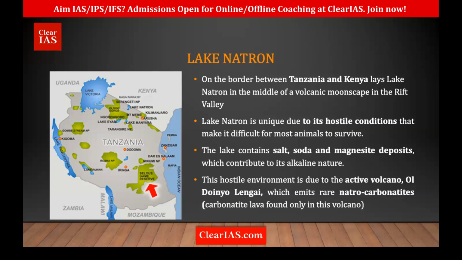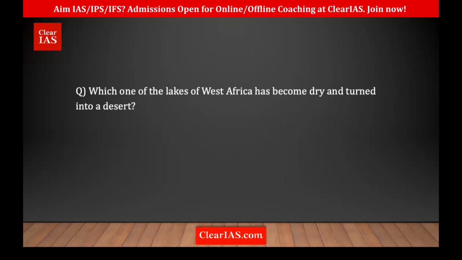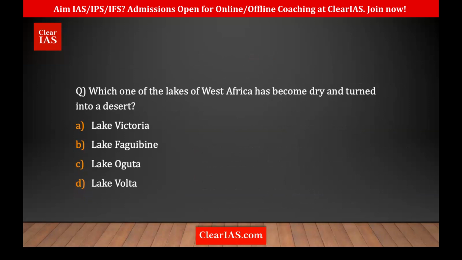Okay, clear? Okay, let's move on. We'll see some questions which were asked by UPSC in previous years. This is one interesting question: which one of the lakes of West Africa has become dry and turned into a desert? We have Lake Victoria, Lake Fagubin, Lake Oguta, Lake Volta.